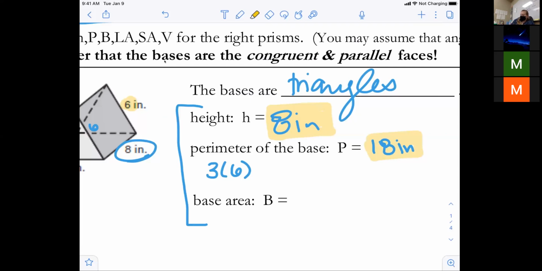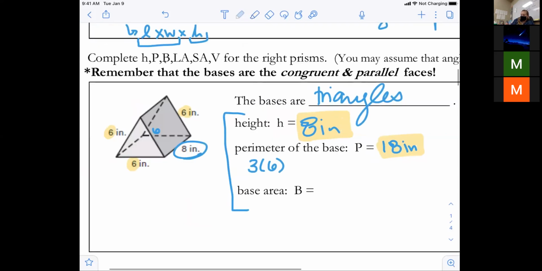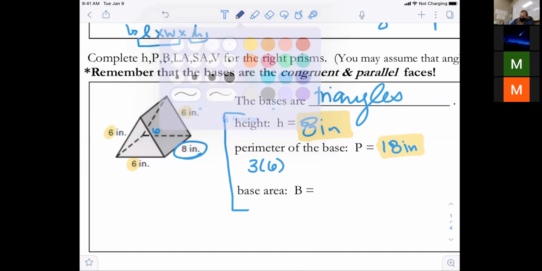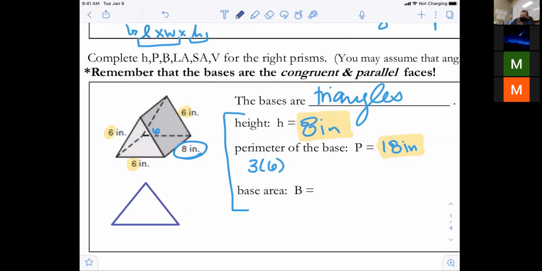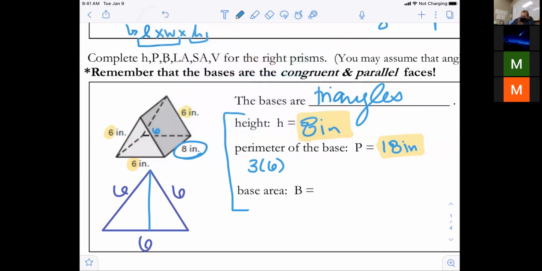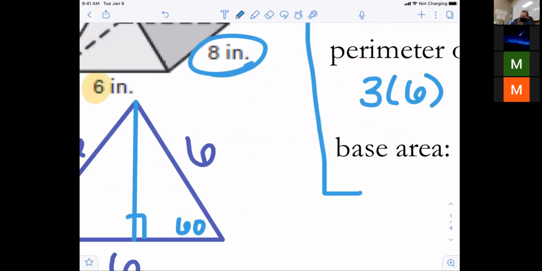And then last I have to do base area, and I'm going to have to do a little bit of outside work for this. Let me redraw my base. My base is this equilateral triangle, 6, 6, 6. The reason we spent 2 days ago going over these special right triangles is because you have to use them here too. I'm going to drop my perpendicular, drop my altitude. I now have 2 small 30, 60, 90 degree triangles.